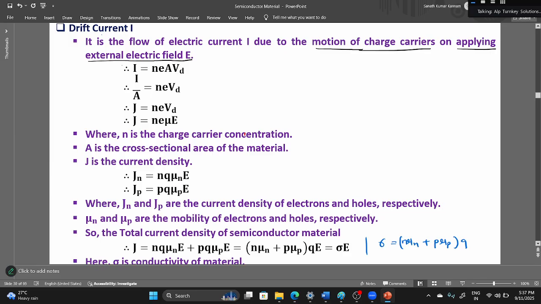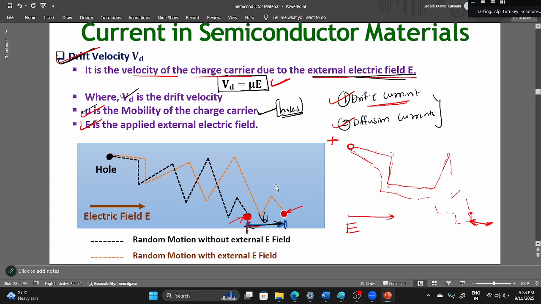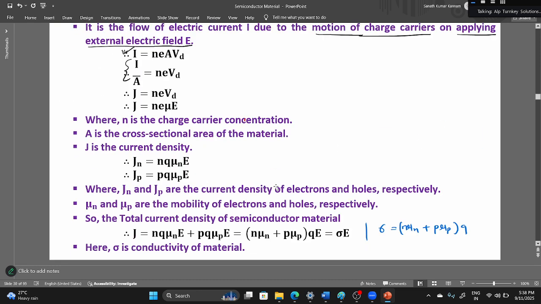I'm not interested in current; I'm interested in current density. Current per unit area is current density. So I by A equals n e into vd, and I by A is the current density J. So J equals n e into vd. Previously you got vd, the drift velocity, equal to mu into E. So J equals n q mu into E. This is the current density.